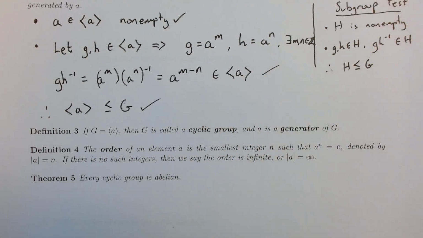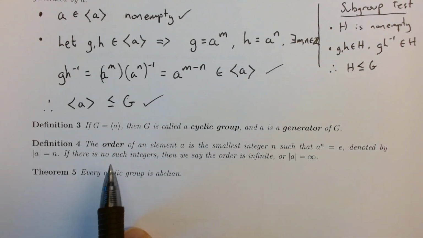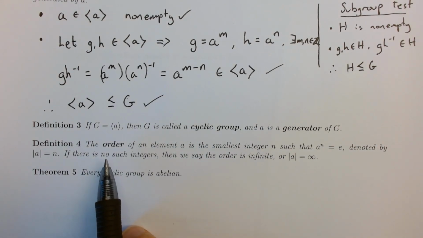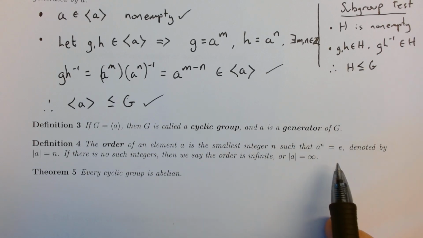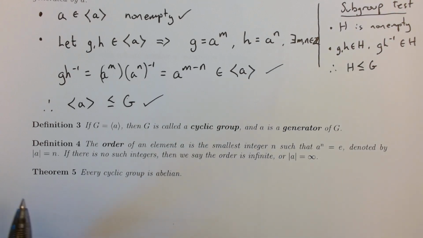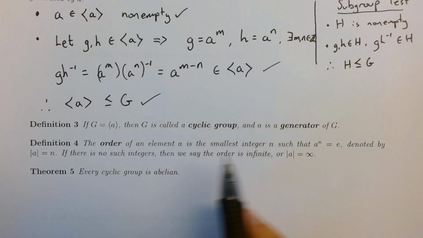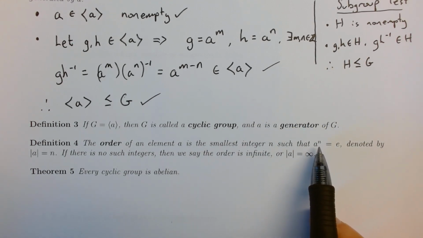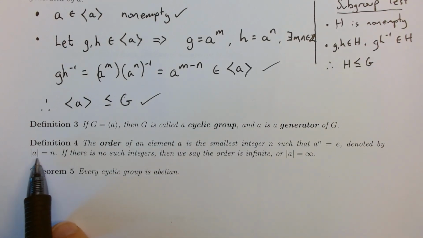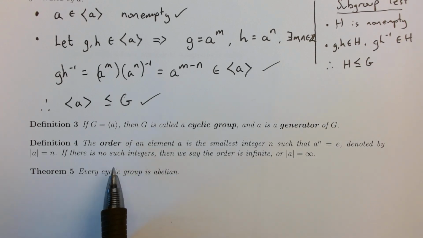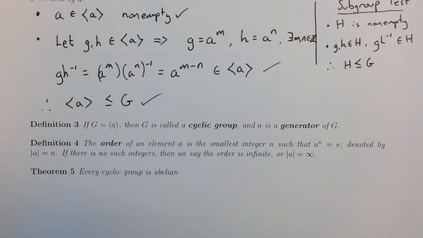I've been using the word order a lot up until this point, probably sometimes incorrectly. But we'll give a real definition for order. It is the smallest integer where if I take a to that power, I get back to the identity. And so we'll use this notation with the absolute value symbols for the order. So if the smallest power of a to get to the identity is n, then we'll say the order of a is n. It's possible you have an infinite group and you have some elements that don't have such an integer. We say that the order is finite or infinite.